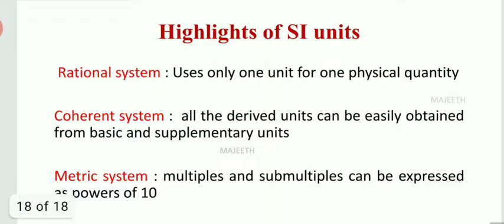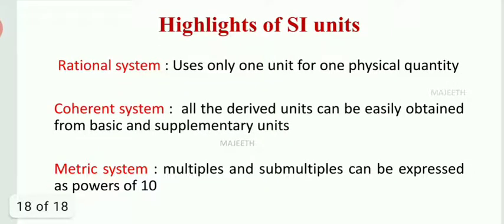So what are the highlights of the system? SI unit is a rational system. What is that rational system? Rational system uses only one unit for one physical quantity. For length, it has meter, for time, it has second. One unit for one physical quantity, right? So that is logical. Rational means logical. It is acceptable. We don't have two units for one quantity because it will lead to confusion.